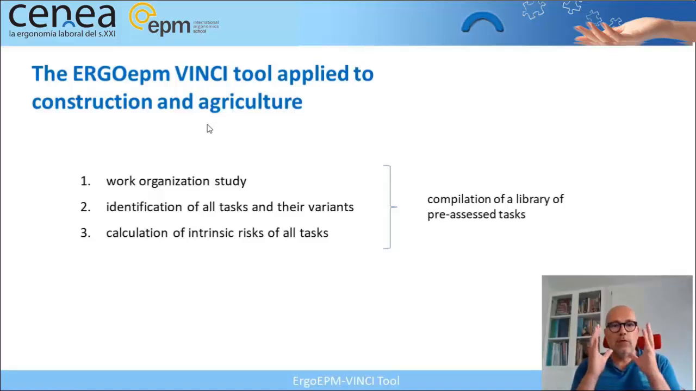What this group of researchers has done is the following. It has taken a sector of activity, the organization of work has been studied, identifying all the tasks, the macro phases, tasks, subtasks and what are the different. Next, the calculation of all the intrinsic risk indices of all these tasks and their variance has been carried out. And therefore a library of pre-assessed tasks has been built.